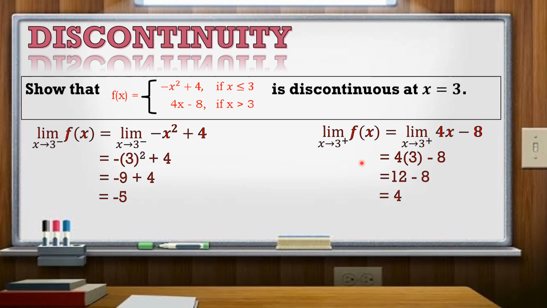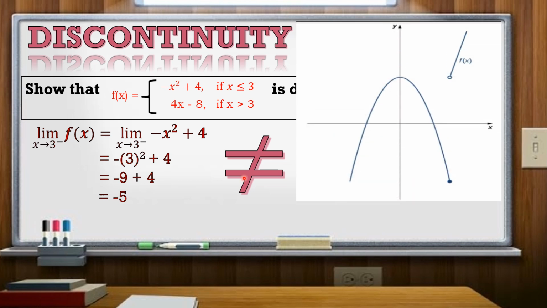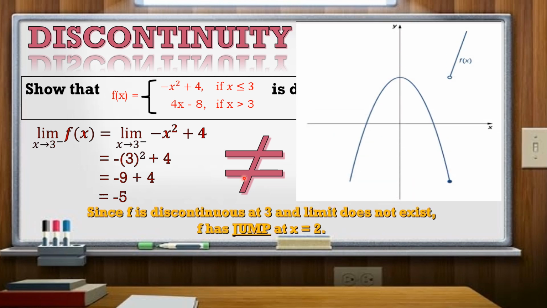Now we will compare your left hand limit and your right hand limit. Magkapareho ba? They are not equal. 4 rather. Negative 5 is not equal to positive 4. Hence, this is the graph. Hence, your function is discontinuous at 3 and the limit does not exist. F has jumped at x is equal to 3. Wala tayong limit na nag-exist because different yung left hand at saka yung right hand. Discontinuous at 3, and we have your jump discontinuity at x is equal to 3.